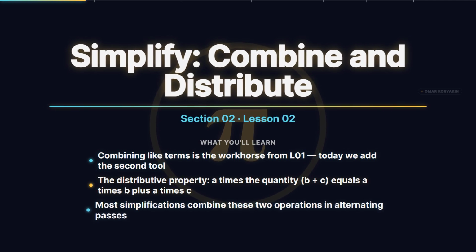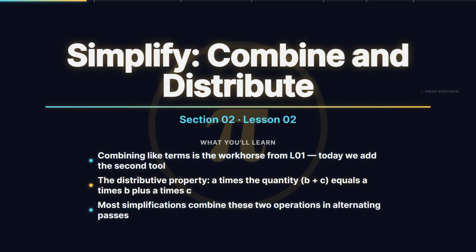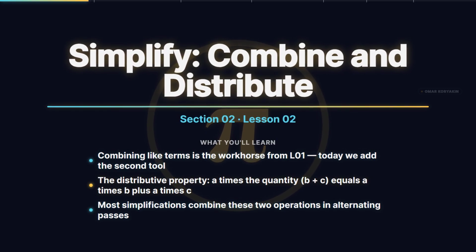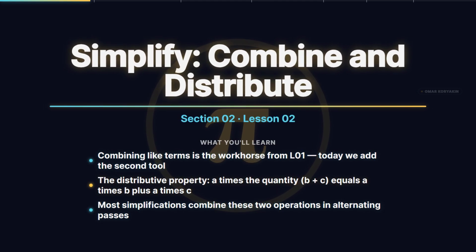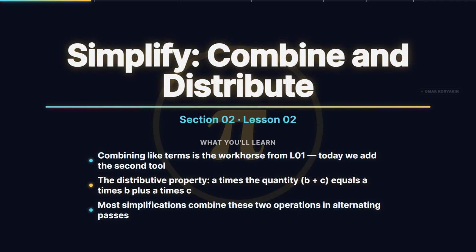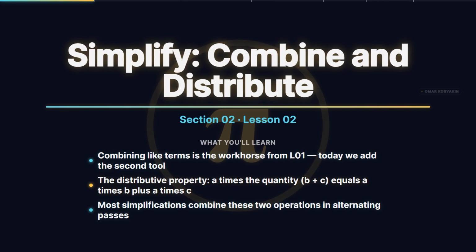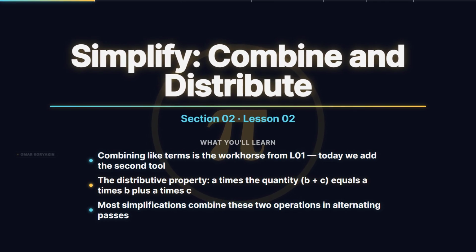It works for nearly every expression you will meet for the rest of this course. The next lesson on nested parentheses will extend the same workflow by working from the innermost grouping outward, but the distribute then combine alternation stays exactly the same. Once this rhythm becomes automatic, you will be able to simplify expressions of significant length in just a few minutes.